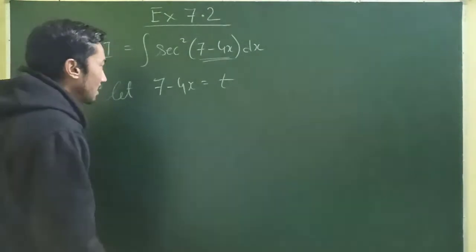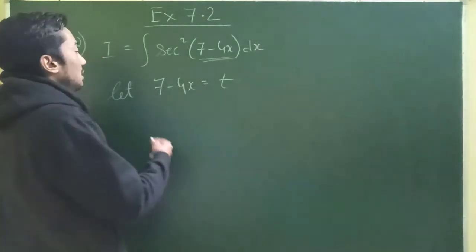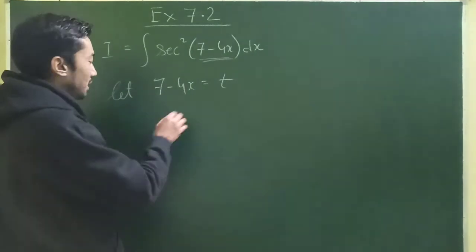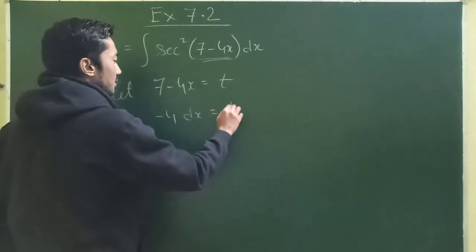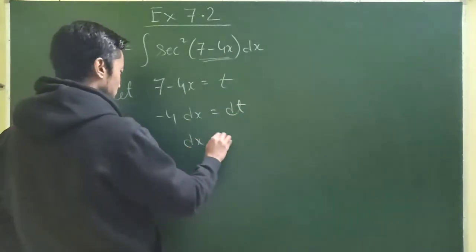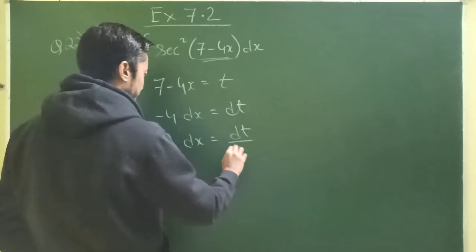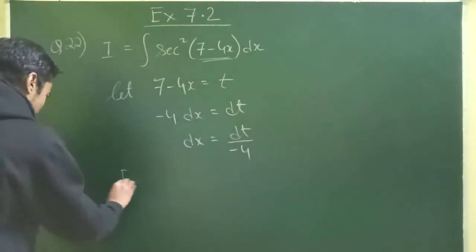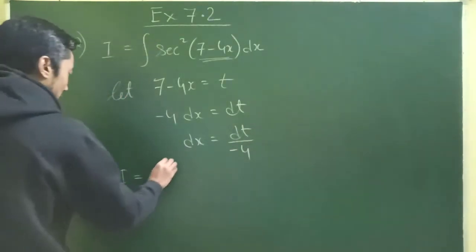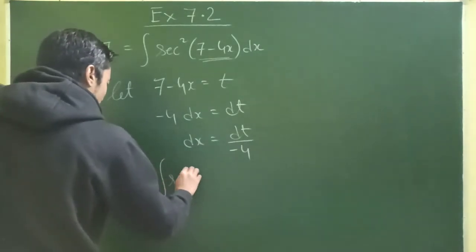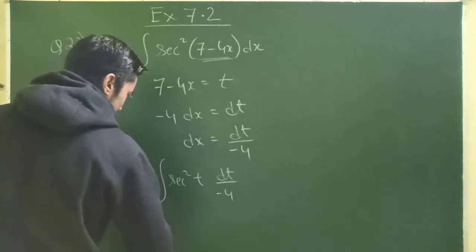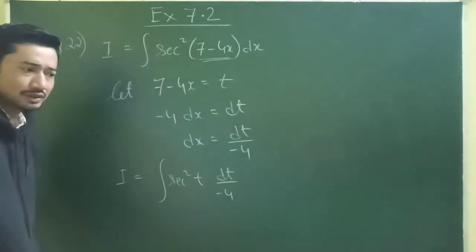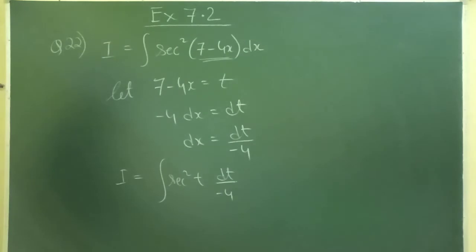That's up to you. You can use different letters. Differentiating both sides with respect to x, we get 0 minus 4 dx. Let's just reduce some steps. So dx will be dt upon minus 4. So I will be the integral of sec square t dt upon minus 4. Now integration of sec square, actually do we have integration of sec square t?